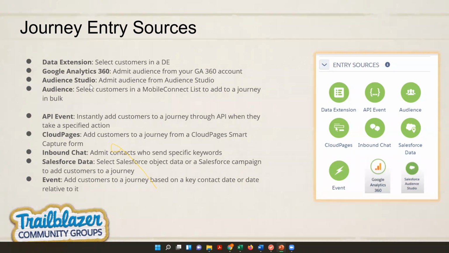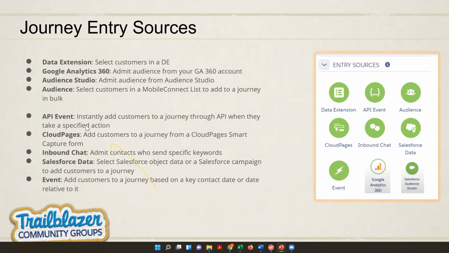Audience Studio is when we have Audience Studio integrated, and we want to pull those audiences into the journey. Then we will use that as the entry source. And audience is when we have the mobile connect list, and we want to inject all the members from that list into the journey. We will use this. These are all the bulk entry sources. So whoever is present in those sources, a data extension or the audiences, they will be pulled into the journey.